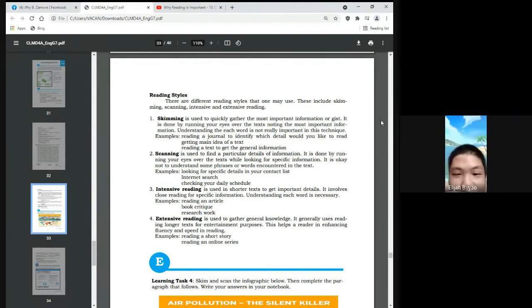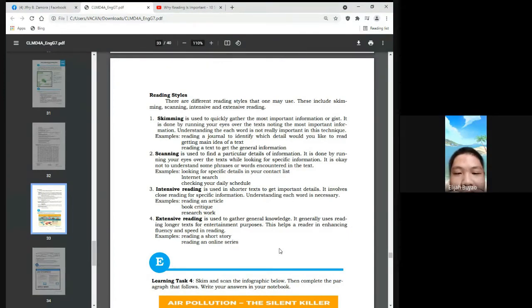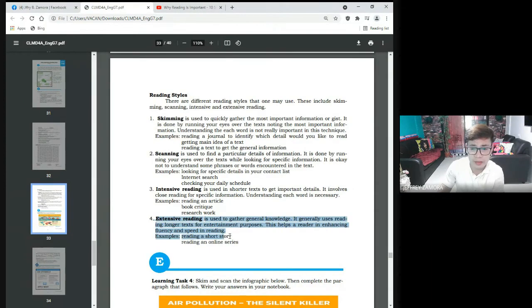Extensive reading is used to gather general knowledge. It generally uses reading longer texts for entertainment purposes. This helps a reader in enhancing fluency and speed in reading. Examples: reading a short story, reading an online series. That is what you call extensive reading. It's used to gather general knowledge. It generally uses reading longer text for entertainment purposes.